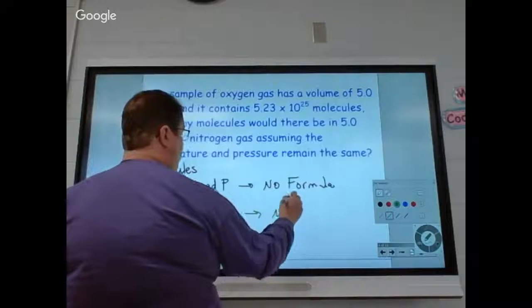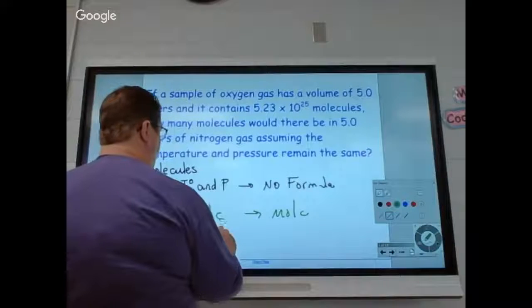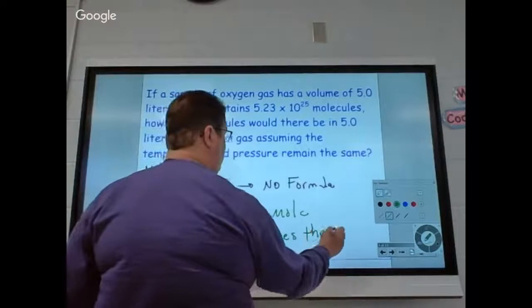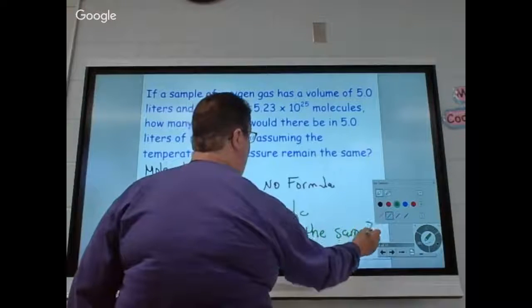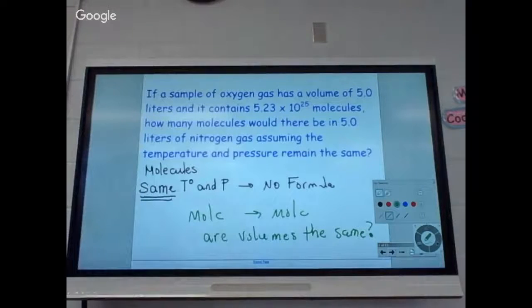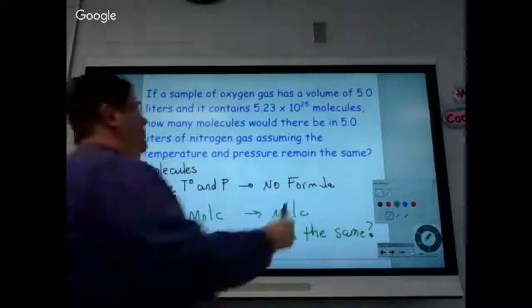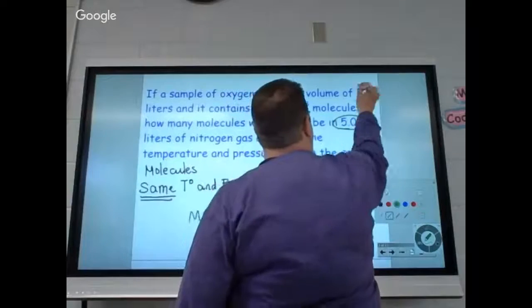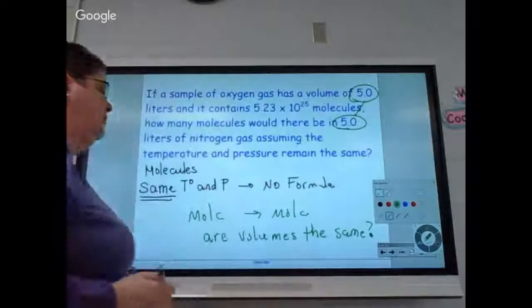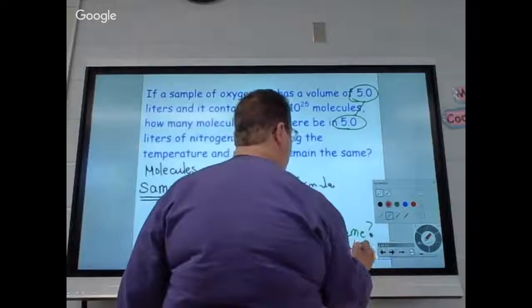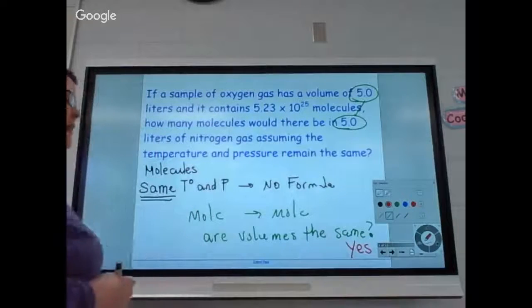a molecule. Are the volumes the same? If the volumes are the same, what do we know about the molecules? They're going to be the same. So check your volumes. Are the volumes the same? Yes. The volumes are 5 liters here. If the volumes are the same, the molecules are the same. So since the answer is yes, then the molecules have to be equal.